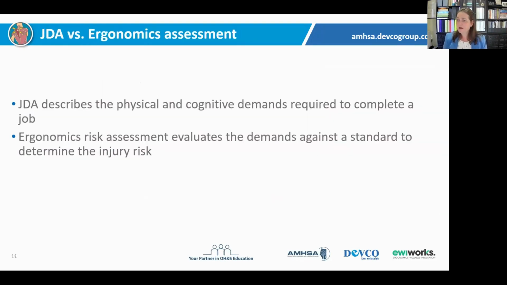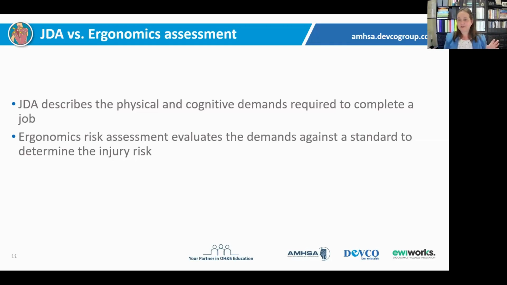So I am an ergonomist, and I complete job demand assessments, I complete industrial ergonomics assessments. Sometimes things get a little bit confusing because I'm an ergonomist, and sometimes people think that if I'm coming in to do a job demand assessment, I'm also going to evaluate the job.